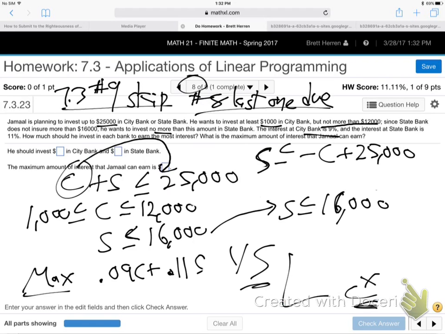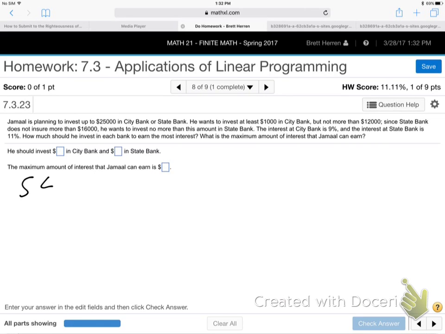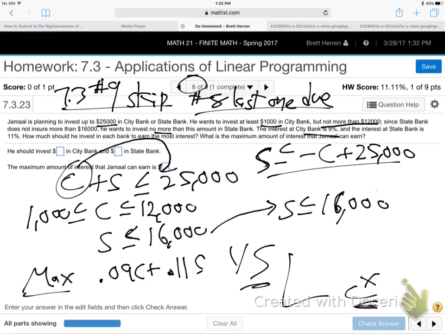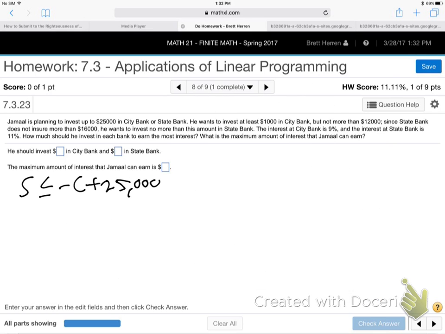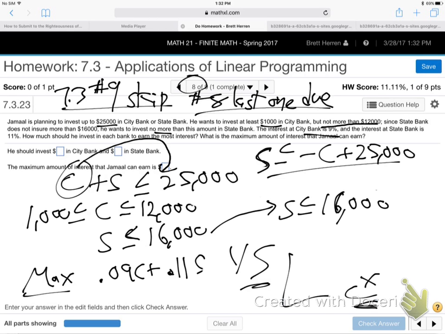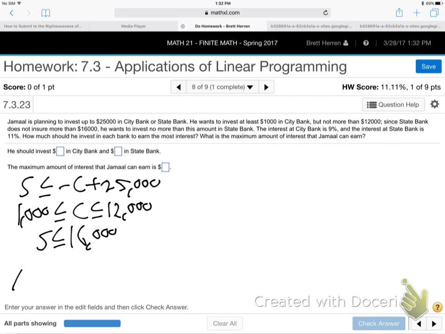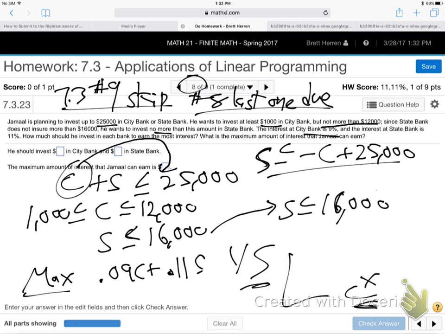All right, so I've got to write them. So I've got this one, S less than or equal to negative C plus 25,000. Like that. And then what? Oh, C is between 1,000 and 12,000. I'll talk about that one in a minute. And the other one, S less than or equal to 16,000. Like that. And I'm trying to maximize 0.09C plus 0.11S. Okay, everybody got that down? We all good there? So get S alone.